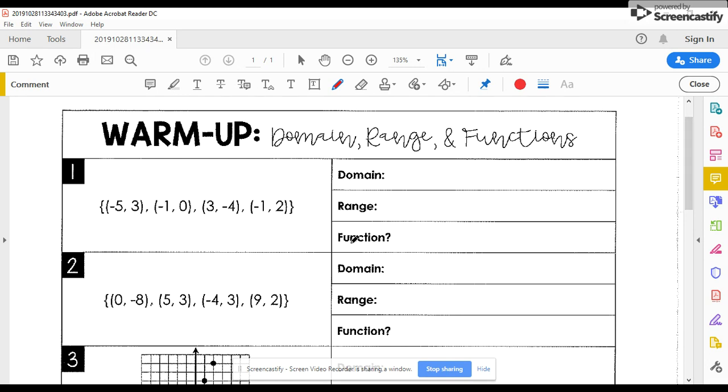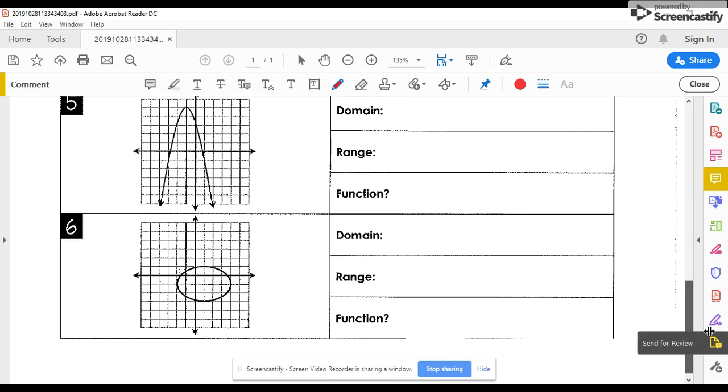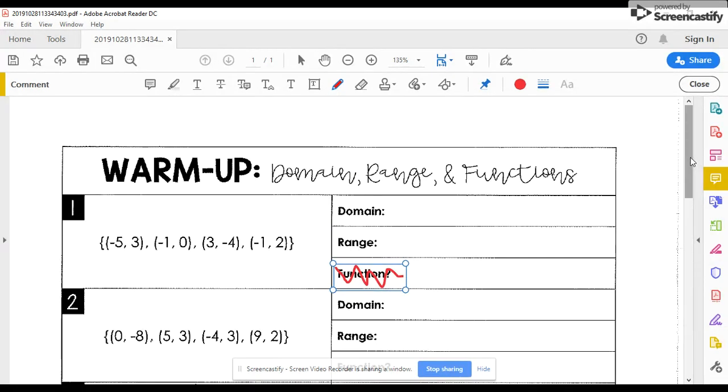So we're not going to do this last part. Is it a function? We don't know that yet. So we'll learn that soon enough. But we're going to look and say, what is the domain and the range of each of these six so that you are set to go.